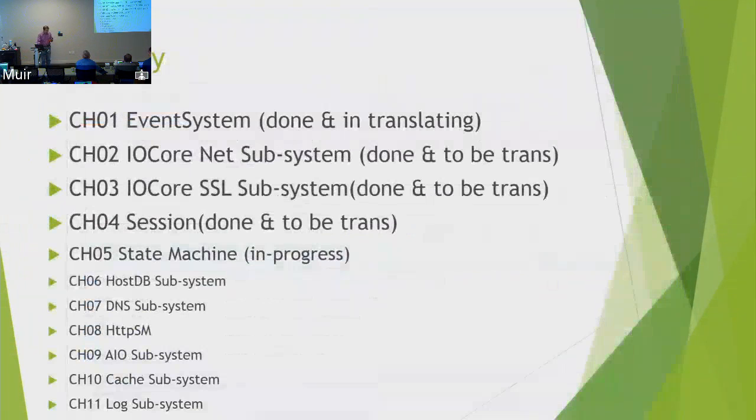This is the dictionary of my GitHub project. It is a source reading project. I have done four chapters, including the unit system, the subsystem, the SSL subsystem, and the session part. Currently the state machine is in progress. I'm trying to translate this document into English. The unit system chapter is done.